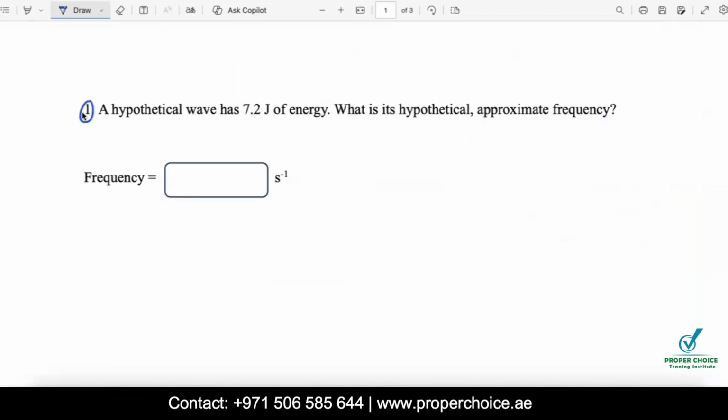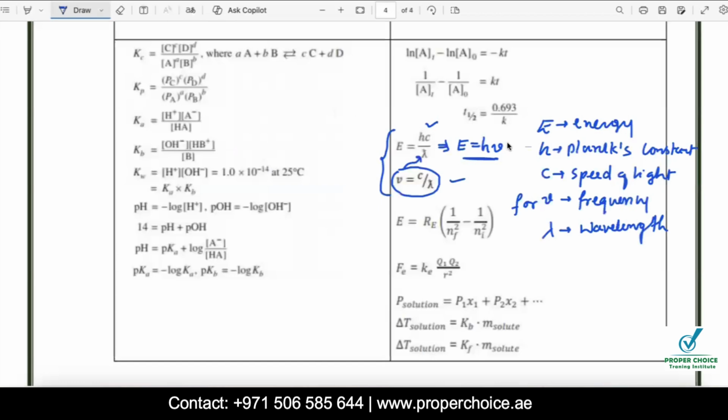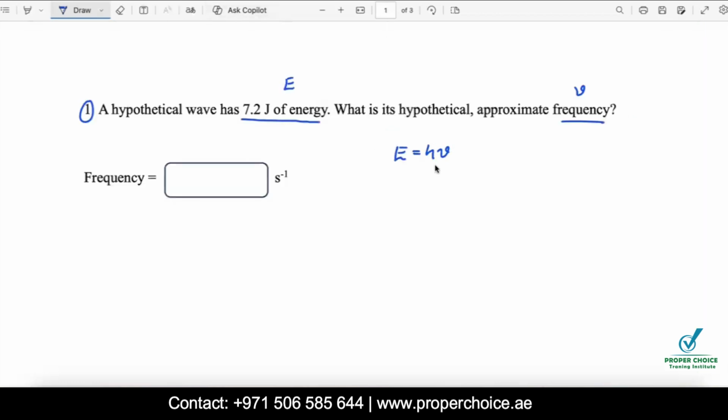So accordingly, let's see. The first question says: a hypothetical wave has 7.2 joule of energy. What is its approximate frequency? Energy is given and we are asked to calculate the frequency. Which formula should I use? The formula is energy equals h times frequency, which I wrote. Since we are asked to solve for frequency, we use this one. Rearranging it, frequency is equal to energy divided by Planck's constant. The energy value given is 7.2 joule.